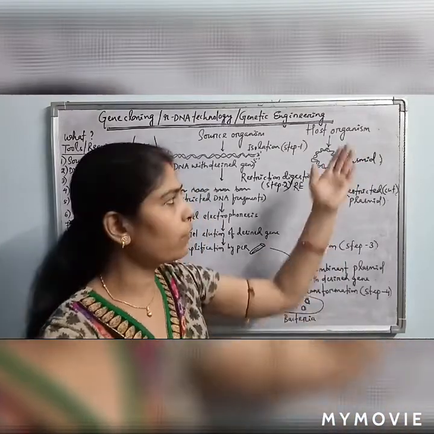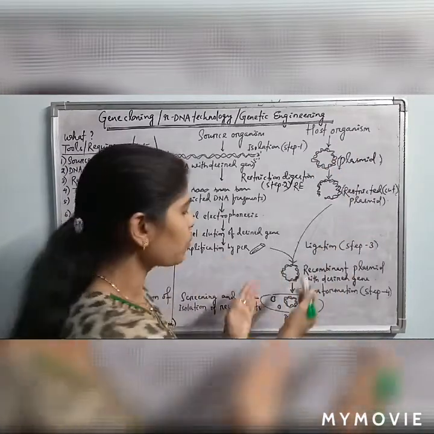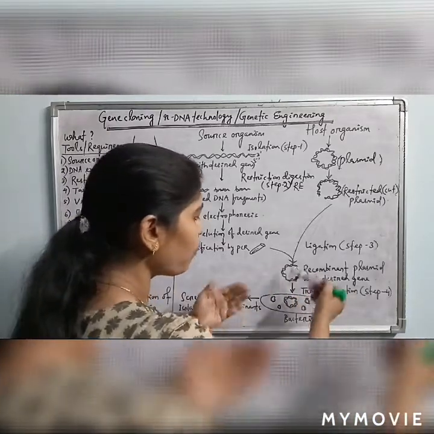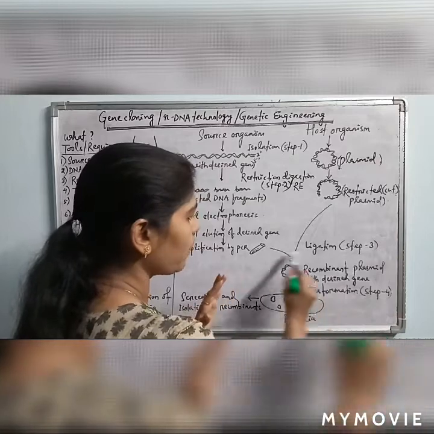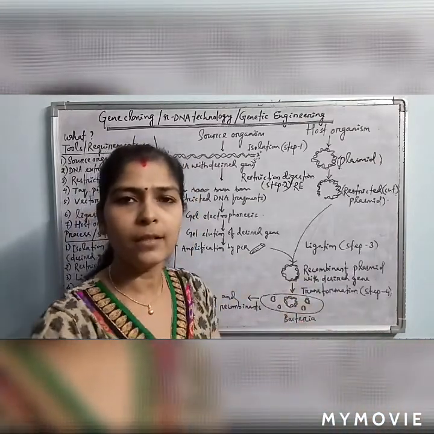Suppose we have extracted the plasmid from E. coli. We must utilize the host E. coli only, so that this plasmid can easily multiply inside the bacteria. So in the fourth step, transformation, this recombinant plasmid is transformed into the bacteria, into the bacterial solution.